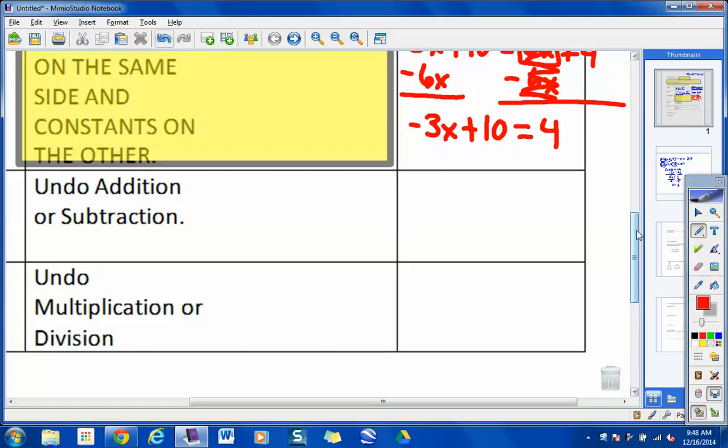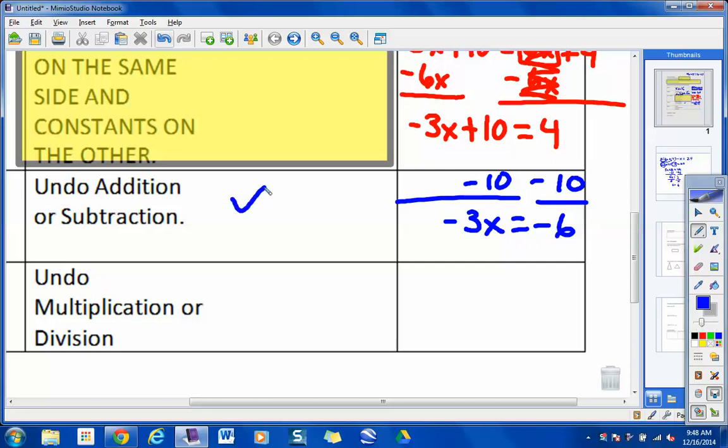Isn't this just two-step your way through the rest of this? Yep. What's my next step, guys? Subtract 10 from both sides. So I'm subtracting 10 from both sides. All right, watch what I've got. What are the 10s and 10s going to do to each other? Cancel out. So I've got negative 3x equals what on the right? Negative 6. So finally your last step then is to undo multiplication or division.